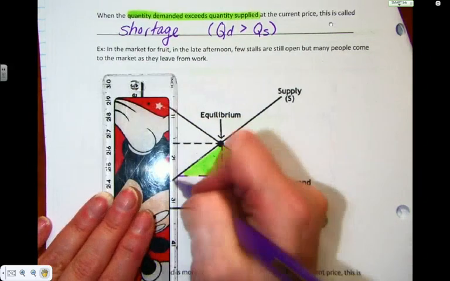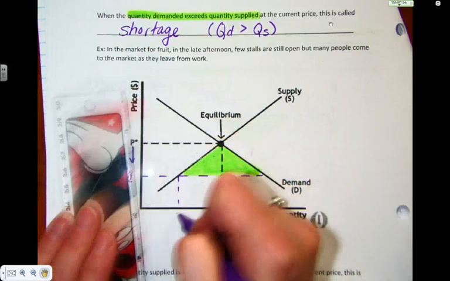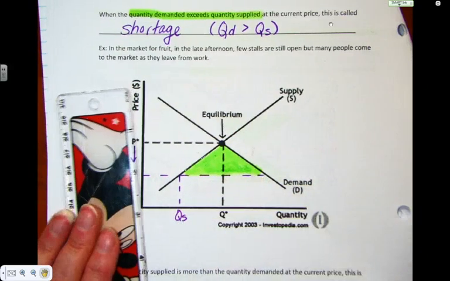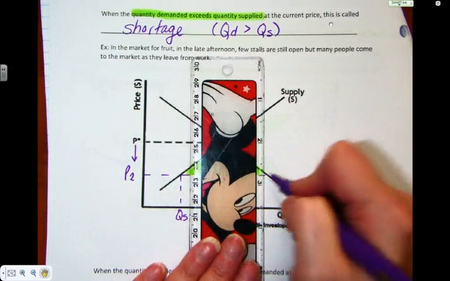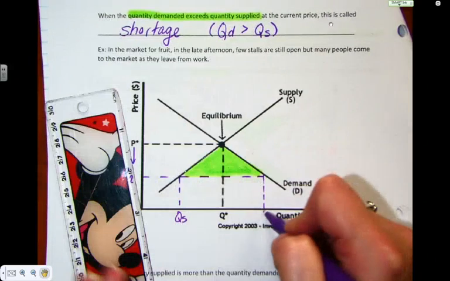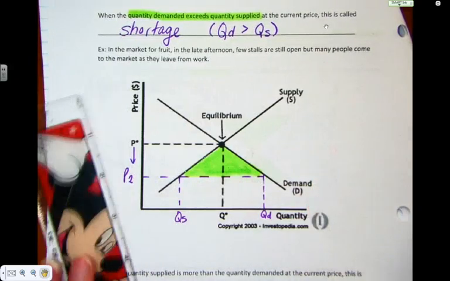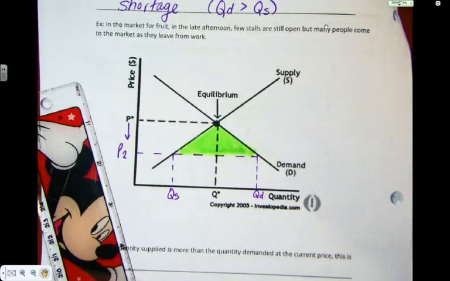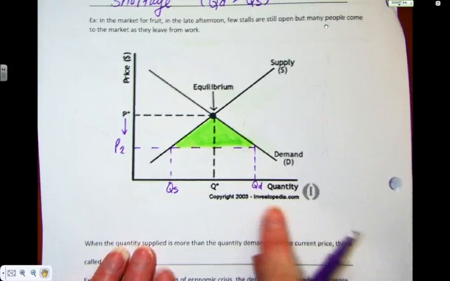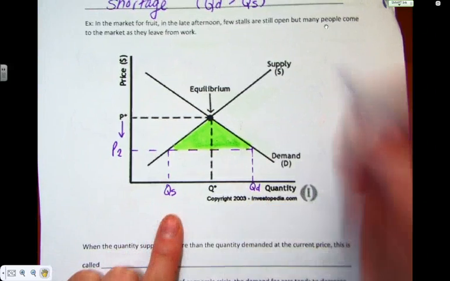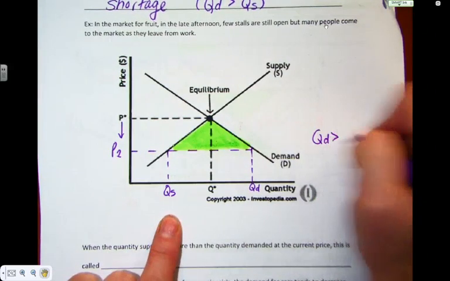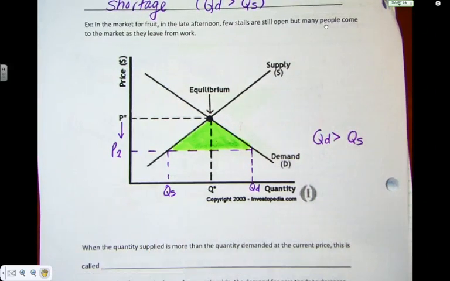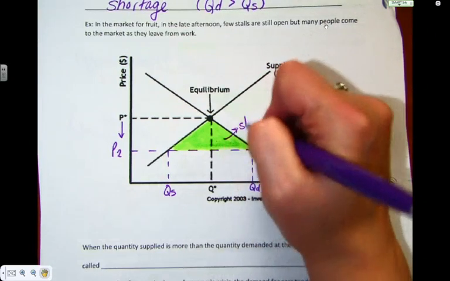And so where that new price intersects supply, that's our QS. And where it intersects demand is our QD. And so we can see that QD is greater than QS. And so that's shortage.